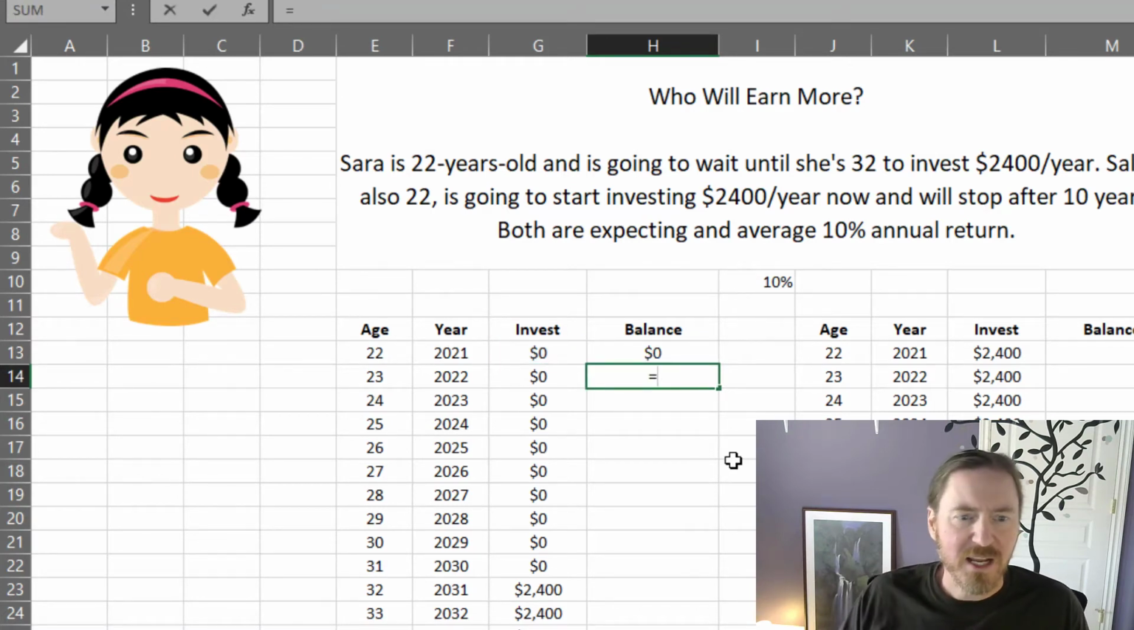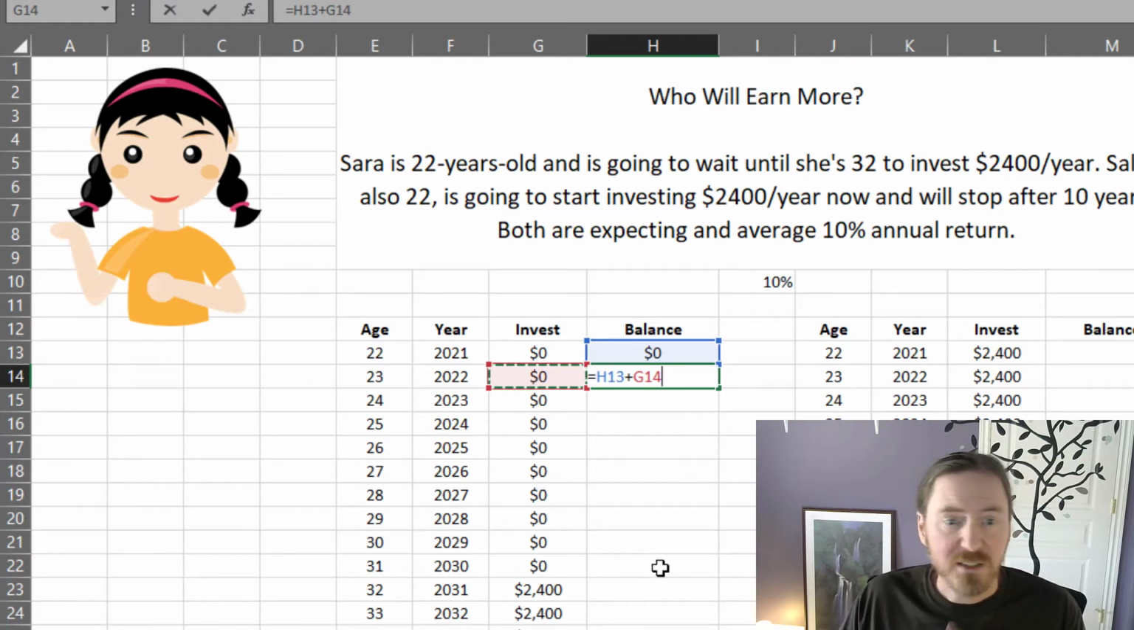The next balance is going to be equal to her previous balance plus her latest investment. However, I also need to factor in the return rate, right? 10% per year. So let's see. Her previous investment, check this out.